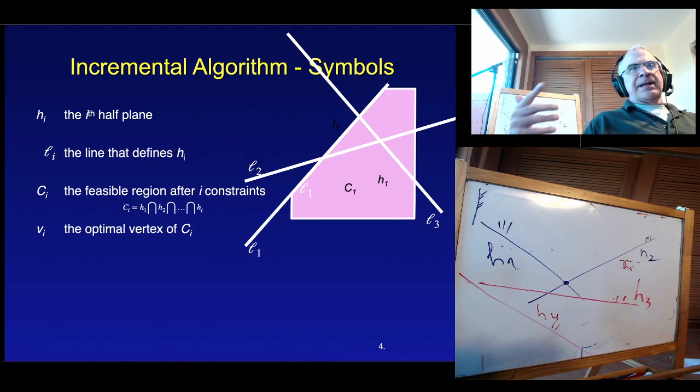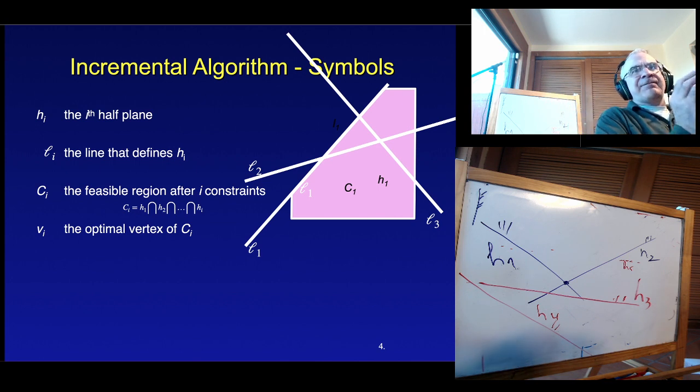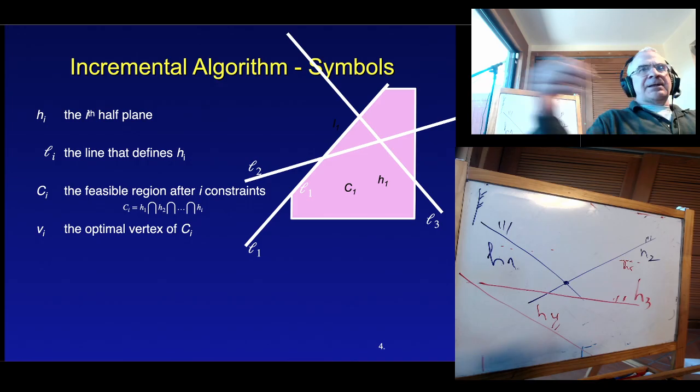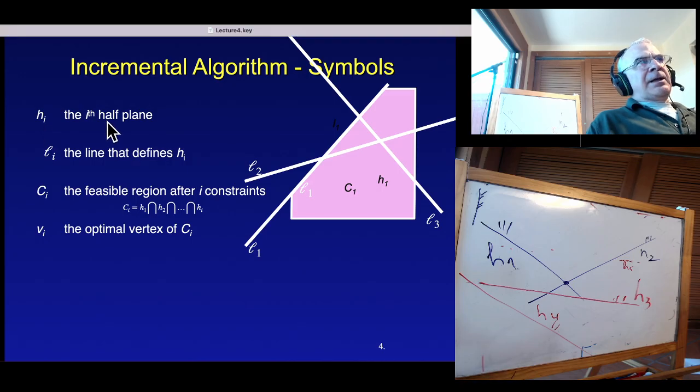Incremental algorithm is like a streaming algorithm. Somebody broadcasts to you each one of the hi in order, and each moment you solve the problem of what is the solution to the linear programming given the half planes that I have at the moment. And then you're receiving another half plane and another half plane, and each time you're updating your solution to the linear programming.